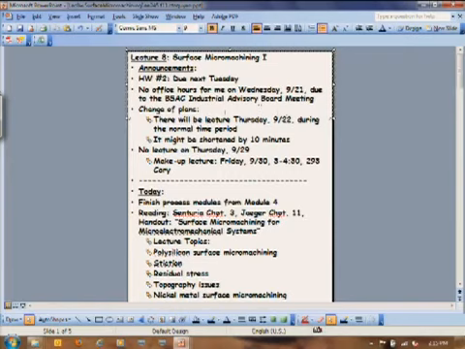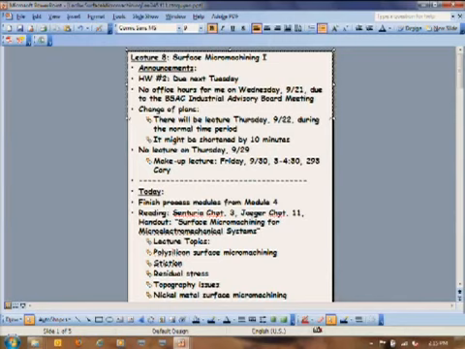All right, so let's hit the lecture. And so this is what we're doing today. We're going to finish process modules from Module 4. Every time I give you these outlines, I also give you the reading assignment. That's also on the syllabus online, so you know what you need to be reading in association with all of these lectures.